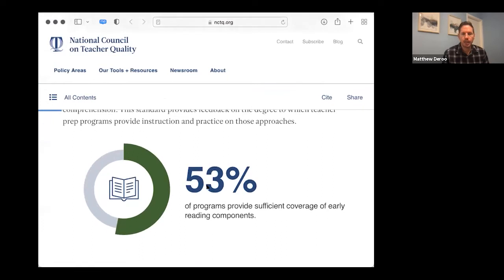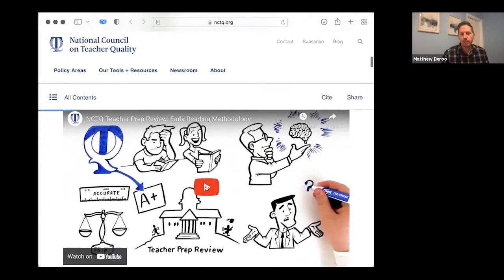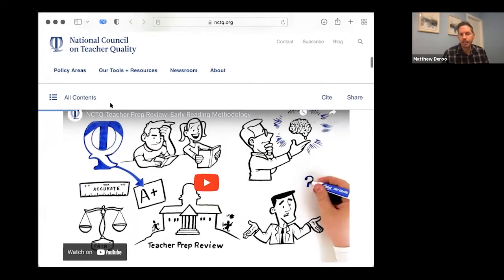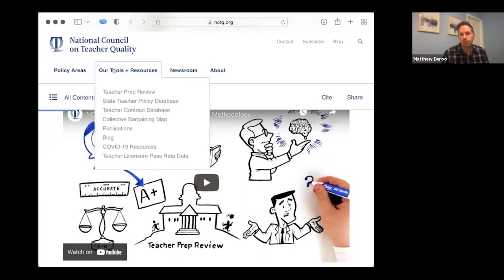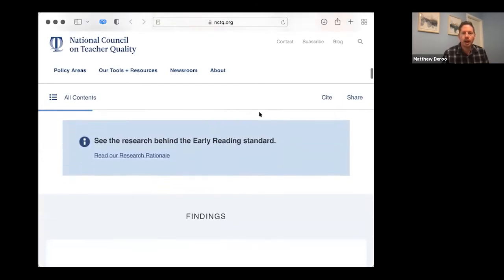And so what they're saying is, look, of all these programs, only half of them sufficiently cover early reading components, right? And then they have this little YouTube thing, but it's basically for their model and their system for how they rank these things. And again, the National Council for Teacher Quality is trying to shape their own advocacy because it's a money-making endeavor, right?